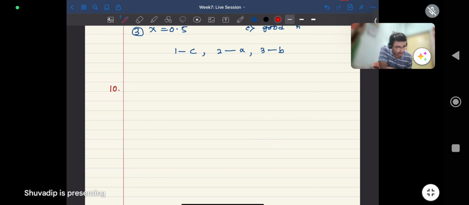So what is the Helmholtz free energy formula? This is question number 7. Helmholtz free energy formula. So F is minus kBT ln Z. This is the formula.